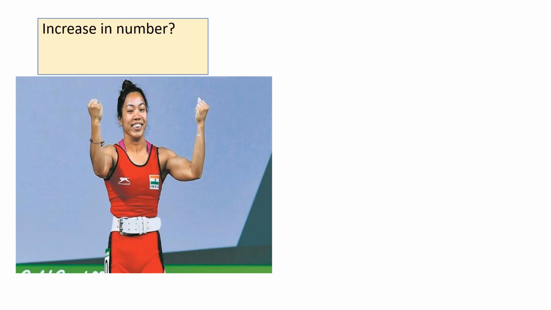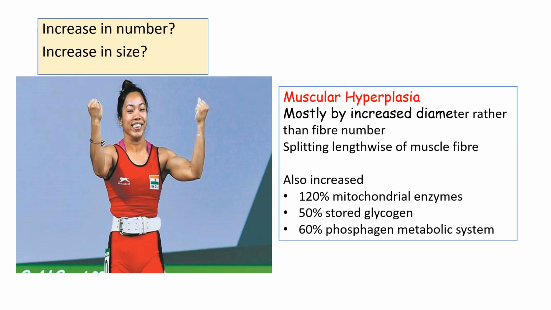Muscular hypertrophy, is it an increase in number or an increase in size? The characteristic of the muscle is that it undergoes hypertrophy mainly by an increase in diameter rather than fiber number. The number remains constant, the diameter can increase. However, if in a few cases we see that an increase in number occurs, it is because of the splitting of the muscle fiber from the center along the entire length to form a new fiber.